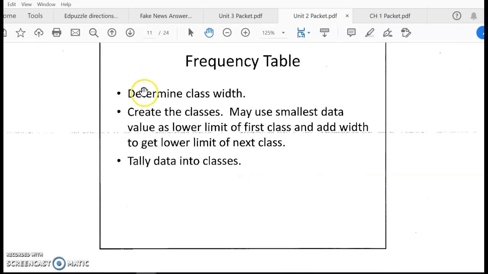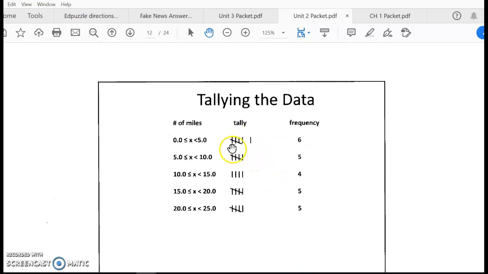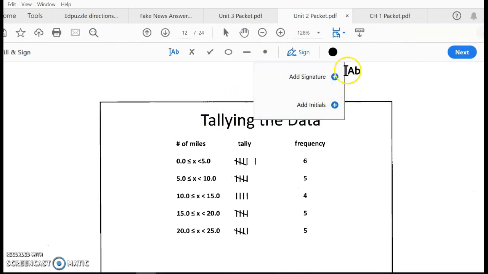So frequency table. You determine the class width. Boom. Already did that. Create the classes. May use the smallest data value as the lower limit of the first class and add the width to get the lower limit of the next class. Tally the data into classes. Those are the directions. Might not make any sense, but we're going to come down here and try to do that. Okay? So this is already done for us.